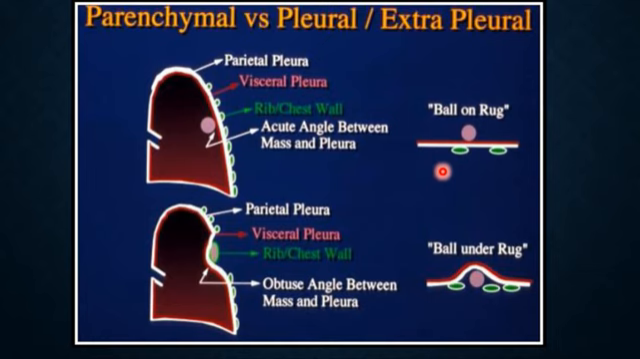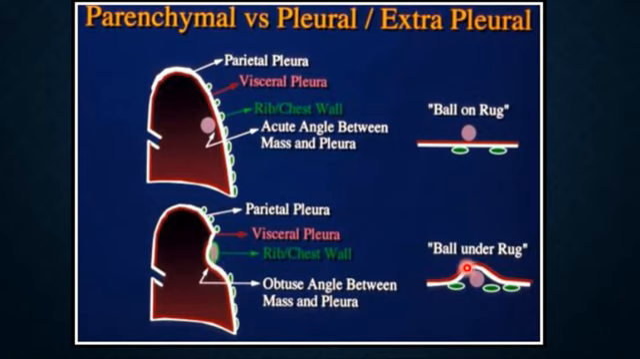What does that mean? It means that if the mass is from the lung, the angle that it makes with the chest wall from the inside will be acute, sharp. While if it is from the pleura or the chest wall, the angle that it will make will be wide. Okay?